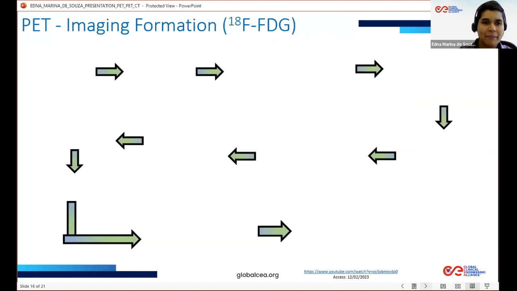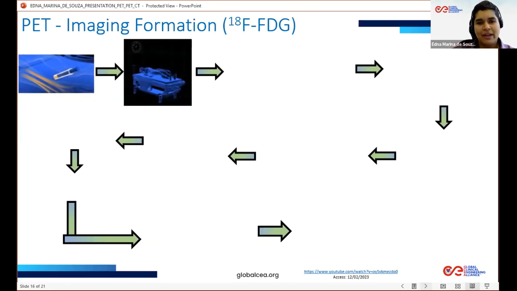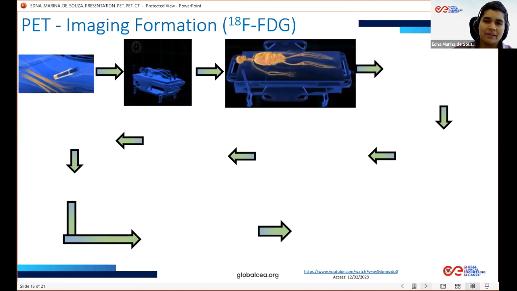So finally, let me guide you through the arrows to explain how the PET image is acquired, considering the example of the FDG radiotracer, right? First of all, the FDG is injected into the patient's bloodstream, as you can see here. Then the patient remains at rest for 1 hour before acquiring the images.